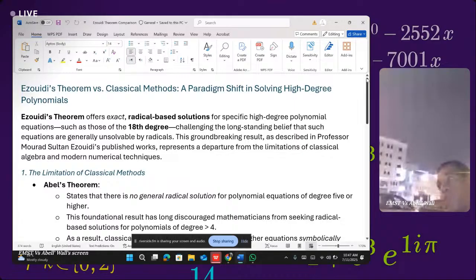Today on the Deep Dive, we're really digging into something revolutionary, called Ezouidi's theorem. And it's quite something.